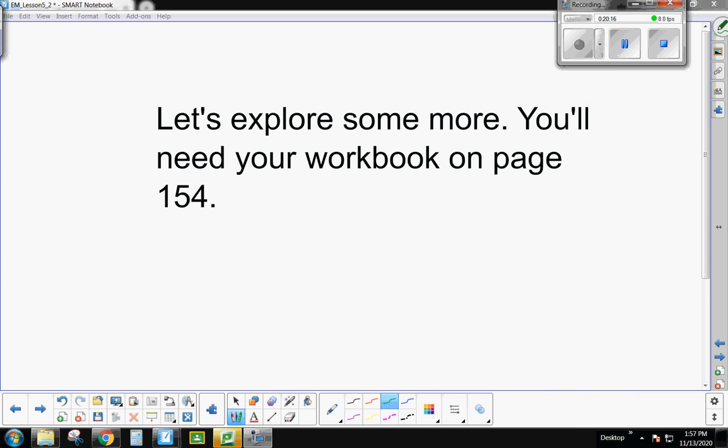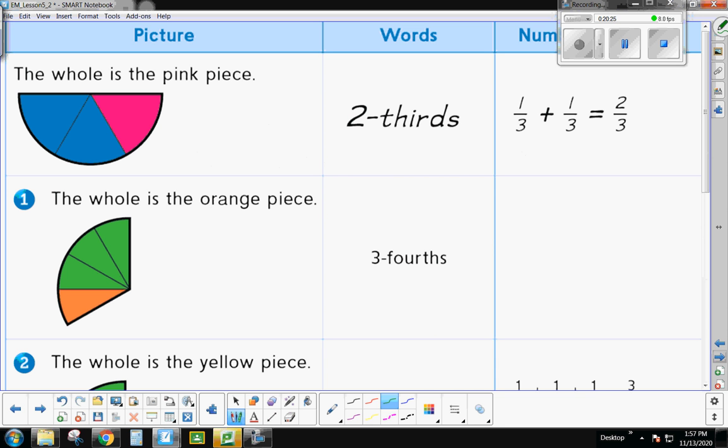All right, so let's explore some more. You are going to need your workbook on page 154. So if you need to pause the video for a minute to gather that up. And you are going to fill in a chart of your own here. Now this one's a little bit different. It's not just dealing with unit fractions, but let's look at the first one. The picture says the whole is the pink piece. So even underneath of these blue pieces here, there's one pink piece. Now notice that it's covered with 2 blue pieces.